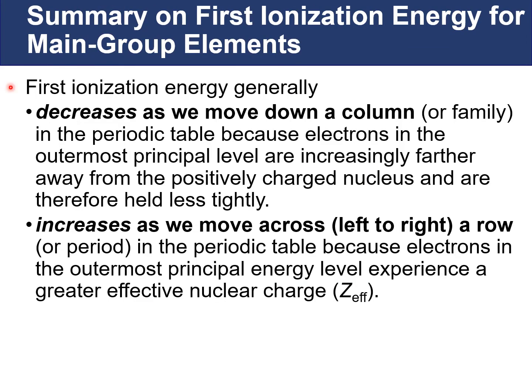So to again summarize, the first ionization energy generally decreases as we go down a column, family, or group in the periodic table because the electrons in the outermost principal shell are increasingly further away from the positively charged nucleus and are therefore less tightly held. The first ionization energy increases as we move across a row or period from left to right in the periodic table because the electrons in the outermost principal shell will experience a greater effective nuclear charge.